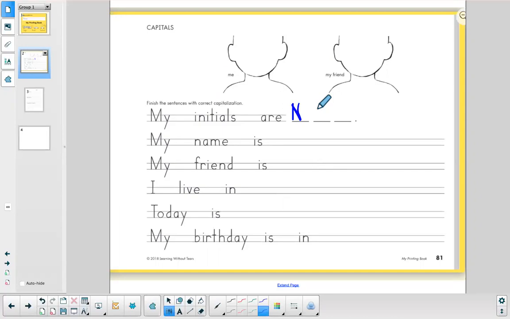Some of us have one middle name, some of us have more than one, and some of us don't have a middle name at all, and that's okay. But my middle name starts with an M, so my second initial is an M. Then my last initial would be my last name, and my last name is Byer. And that starts with a B, so my last initial is a B. So my initials are NMB for my first name, my middle name, and my last name. So what are your initials?